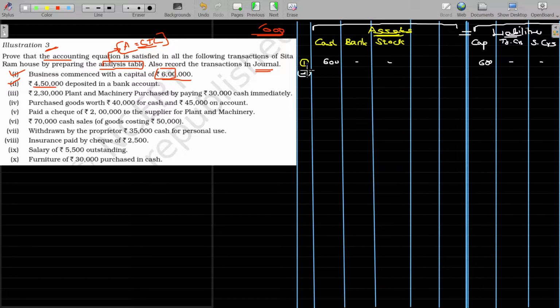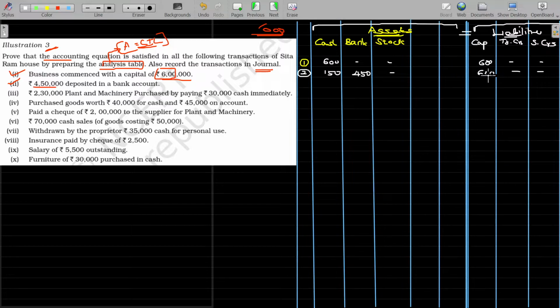As I deposited money in the bank, the bank balance increases by 450. My cash balance decreases by 450. Now the cash balance is 150. Rest of the other accounts will have no change. Now also cross verify that the asset side should be equal to the liabilities. Yes, of course, the asset side is 150 plus 450, 600. Liabilities also have the same value, 600.